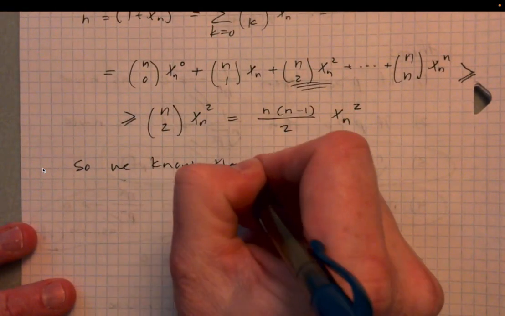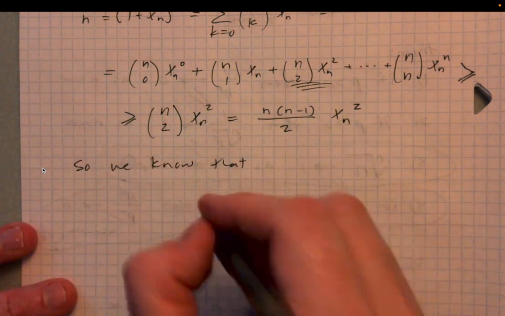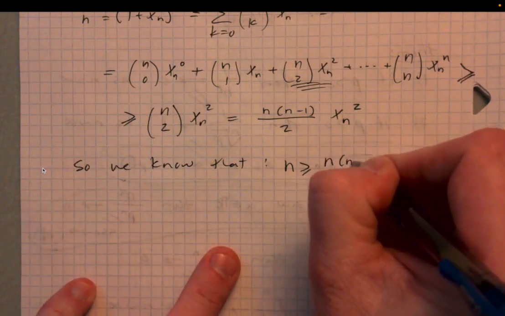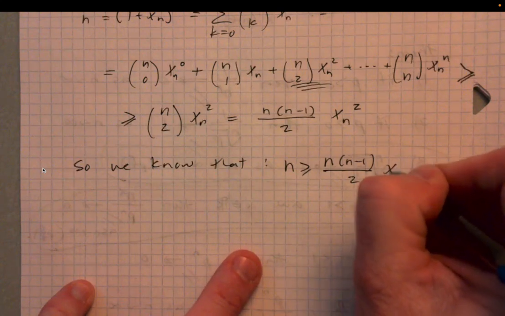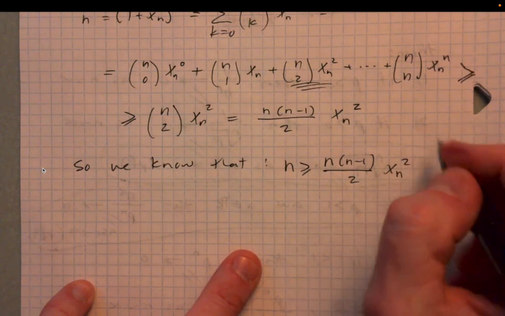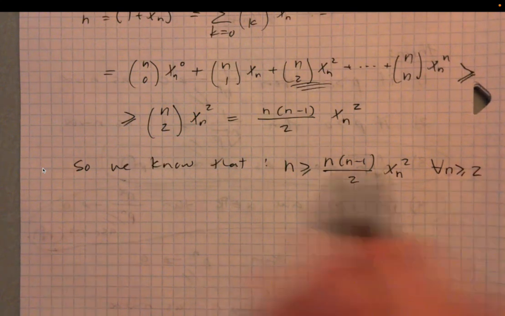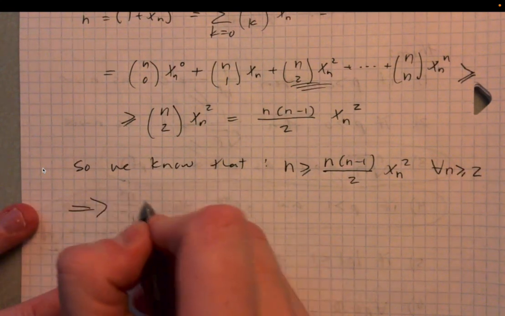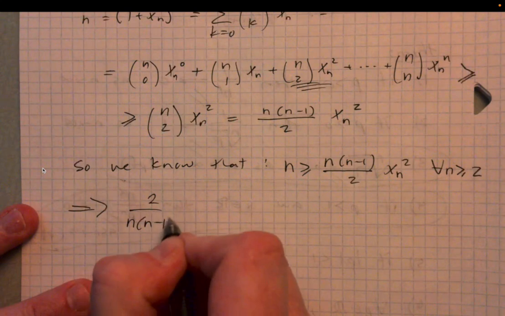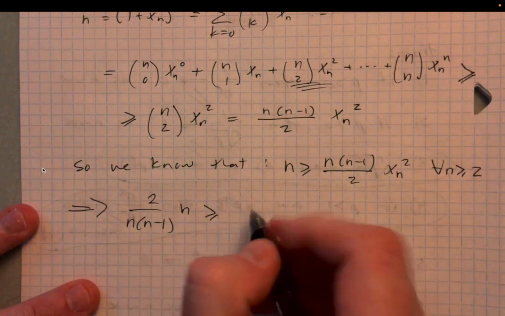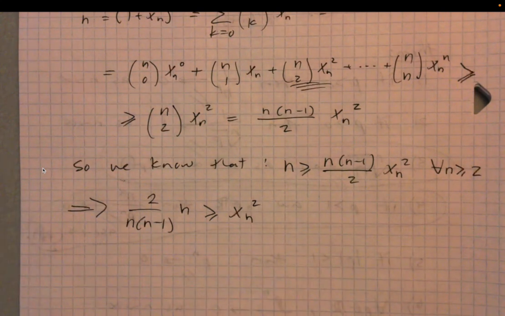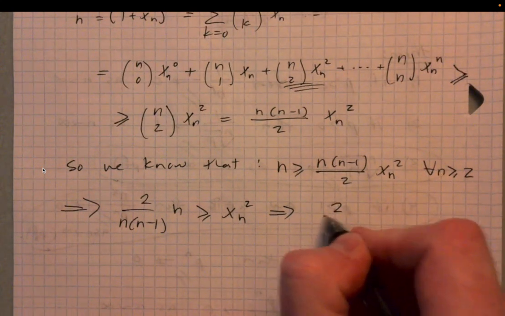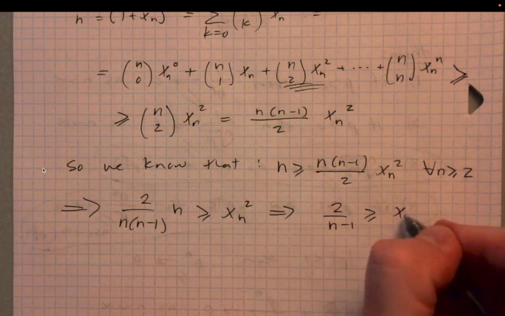All right, what did we get out of this? We know then that n is greater than or equal to n times n minus 1 over 2 times x sub n squared. And this is going to be true for all n greater than or equal to 2. So that implies that 2 divided by n times n minus 1, times n, will be greater than or equal to just x sub n squared. Then obviously you can cancel the n's, and that tells us that 2 over n minus 1 is greater than or equal to x sub n squared.